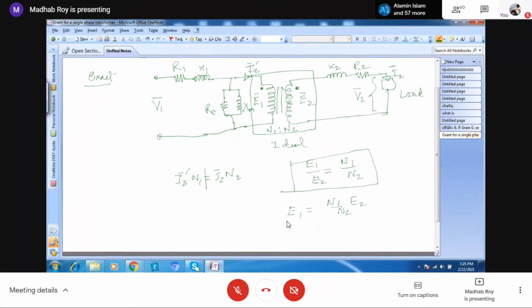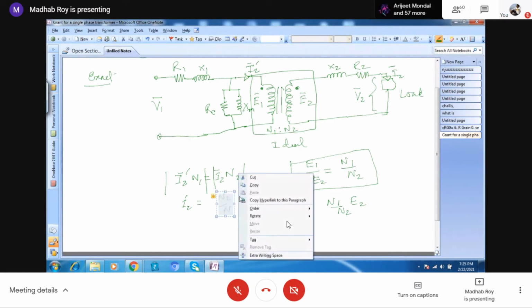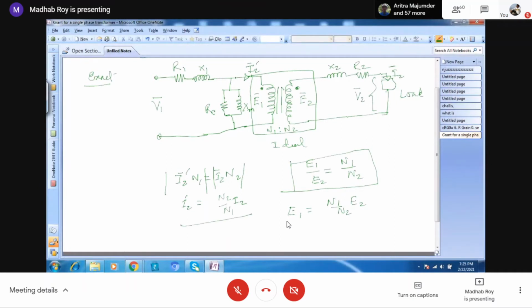That should be equal. So thereby we say that I2 prime is equal to basically N2 by N1 into I2. So this is another expression. So now if we calibrate the secondary circuit with this multiplier, because suppose I2 is multiplied by N2 by N1 and E2 is multiplied by N1 by N2, then a calibrated circuit of the secondary side arises.